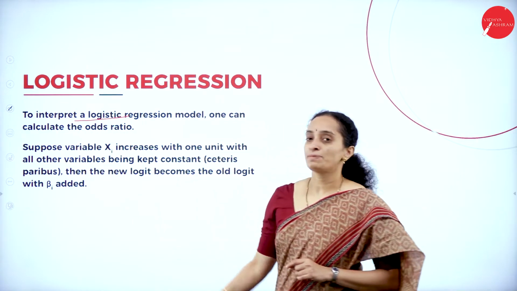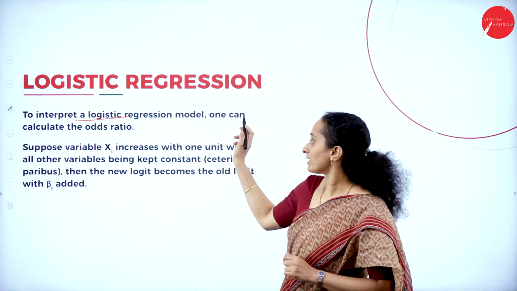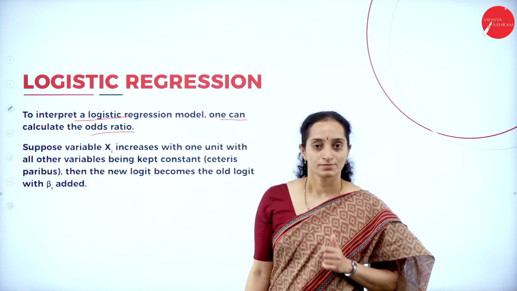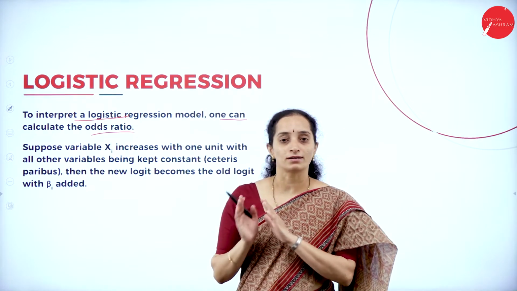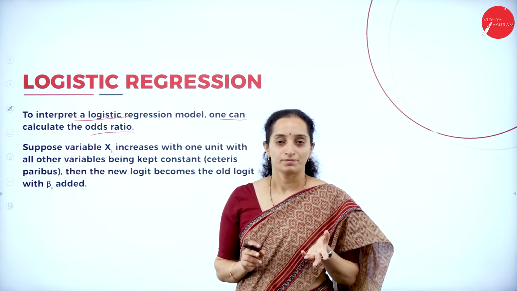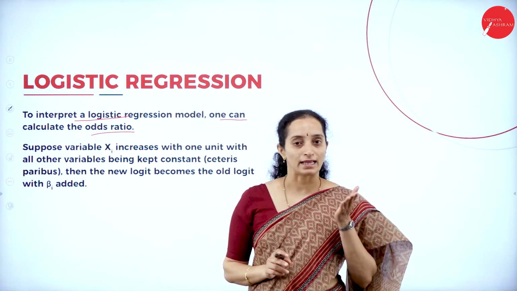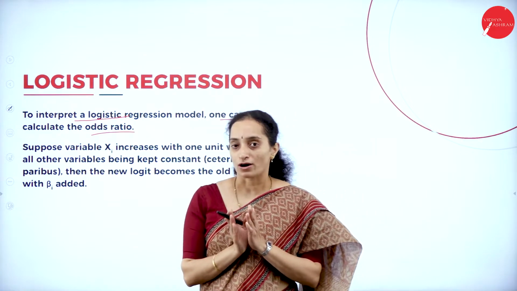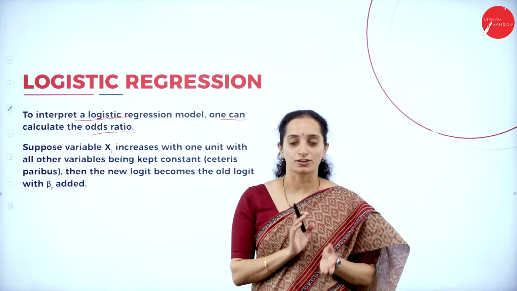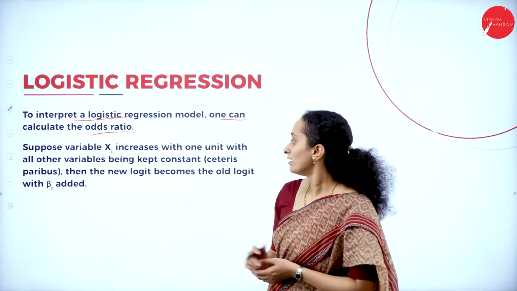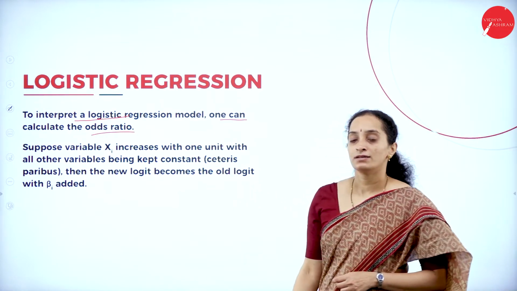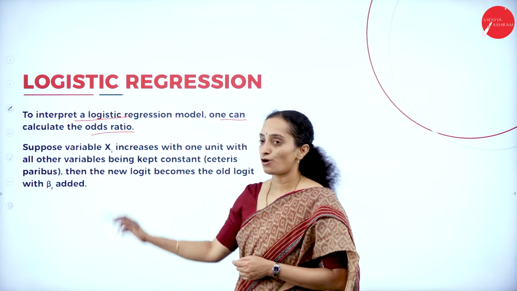To interpret a logistic regression model, one can calculate the ratio of odds, or the predictions which do not belong to any category. We do the categorization. If some data is not categorized into a particular category or classification, you have to interpret the logistic regression model. You can use the ratio of odds.